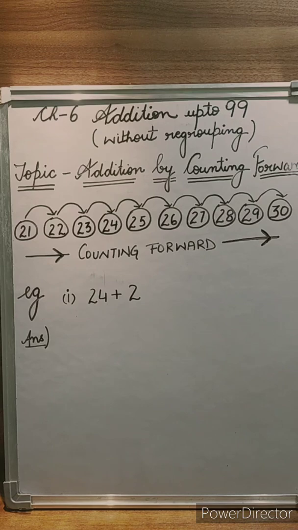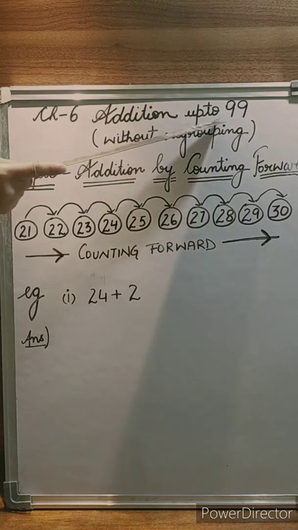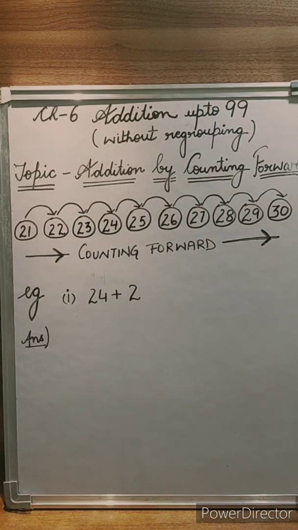Children, today we are going to start a new chapter, chapter number 6, addition up to 99 without regrouping. Without regrouping means without carryover. First topic, addition by counting forward. Addition by counting forward means that you have to count forward from a given number to get the answer.